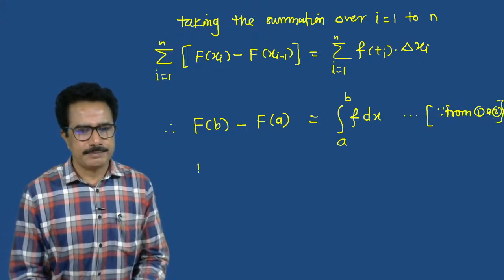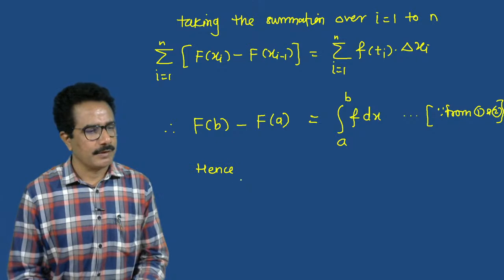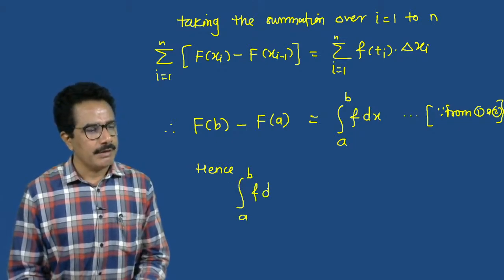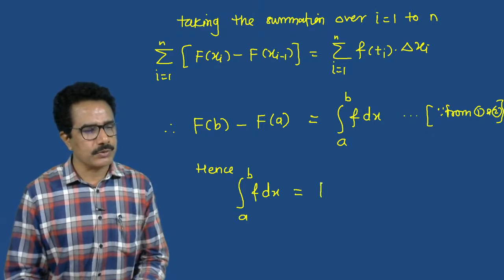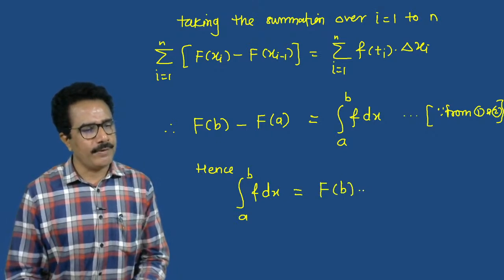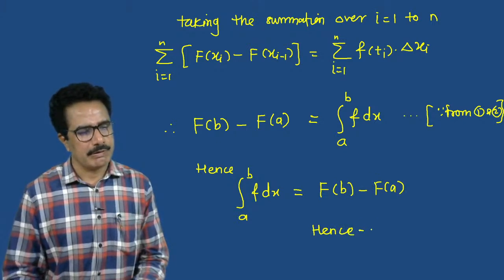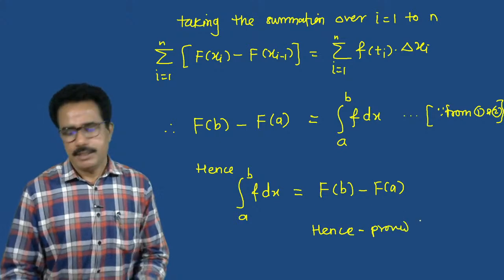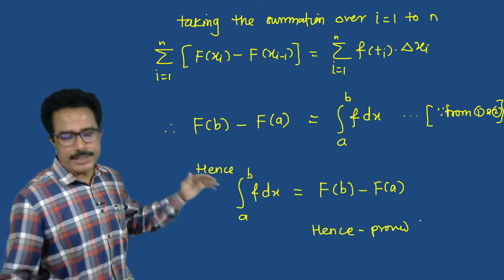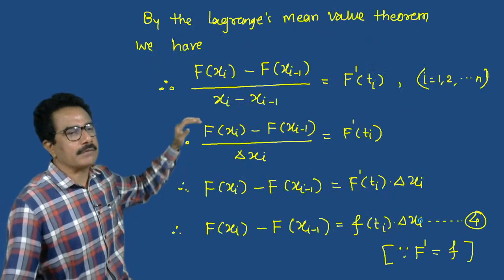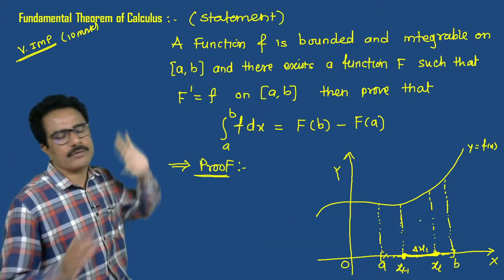We can write from 1 and 2, so hence integral from a to b f dx equals capital F of b minus capital F of a, and hence proved. This is our Fundamental Theorem of Calculus. This is the Fundamental Theorem of Calculus, a very important theorem.